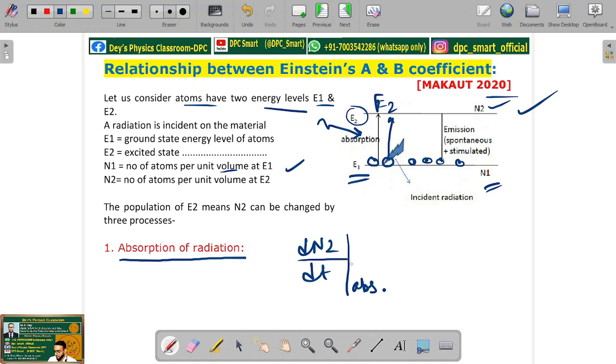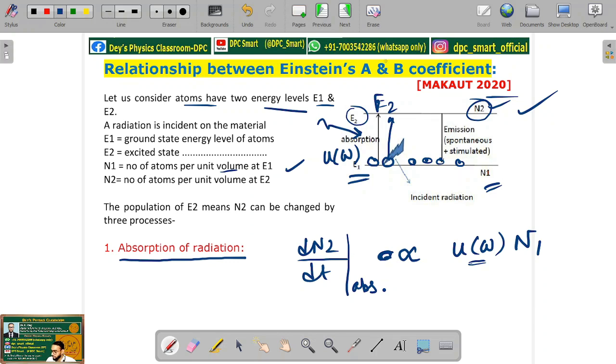That's why the suffix abs. So dN2 by dt absorption would be proportional to the incident radiation energy density U omega. Suppose the incident radiation has an energy density of U omega, where omega is the angular frequency of the radiation. So in the case of absorption, dN2 by dt, the rate of increase of population of N2 due to N1, would be proportional to U omega and the population of E1, that is N1. So the absorption rate is proportional to the incident energy density and also to the population N1. This is the rate of change of population in N2 due to absorption.